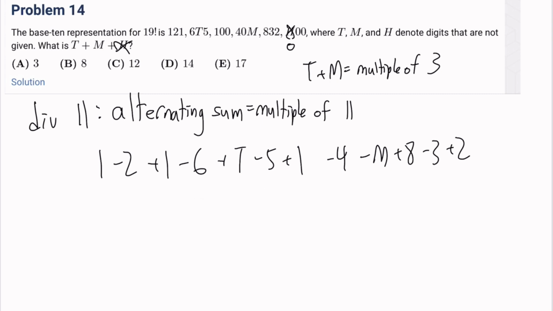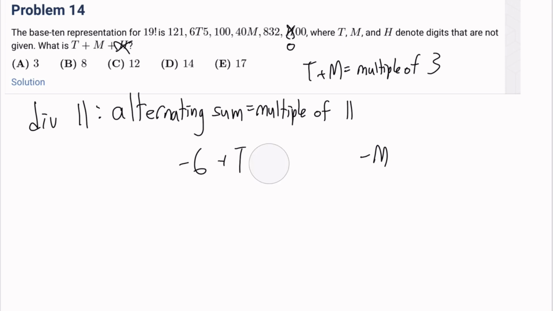And so 1 minus 2 plus 1, that's 0, so we can just take that away. And what else can we take away? We have plus 1, plus 2, and minus 3, so we can take those away. And plus 8 and minus 4, that just leaves plus 4, right? And then plus 4 and minus 5, that just gives minus 1. And so minus 1 and minus 6 together will just be minus 7. And so the value that we get is that t minus m minus 7 is a multiple of 11, right?